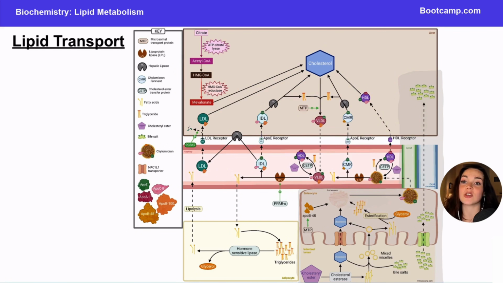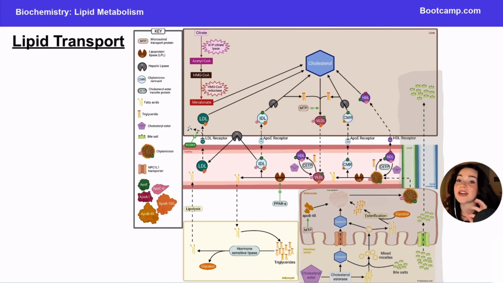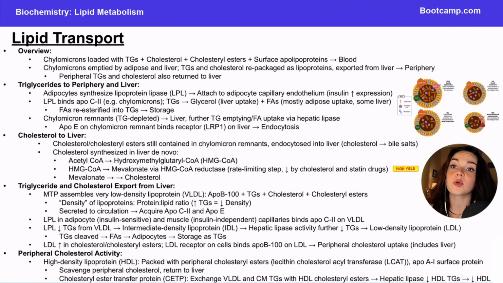And then I just finished giving you an overview video full of a ton of definitions of all of the key players of lipid transport. And now we're going to see how all of those players fit together and how we actually get those lipids from the bloodstream to the tissues where they need to go. So remember, we had our chylomicrons, which were packed full of triglycerides and cholesterol and cholesterol esters, and those surface apolipoproteins that were holding everything together. Those had all been released into the blood, and that was where we left them.